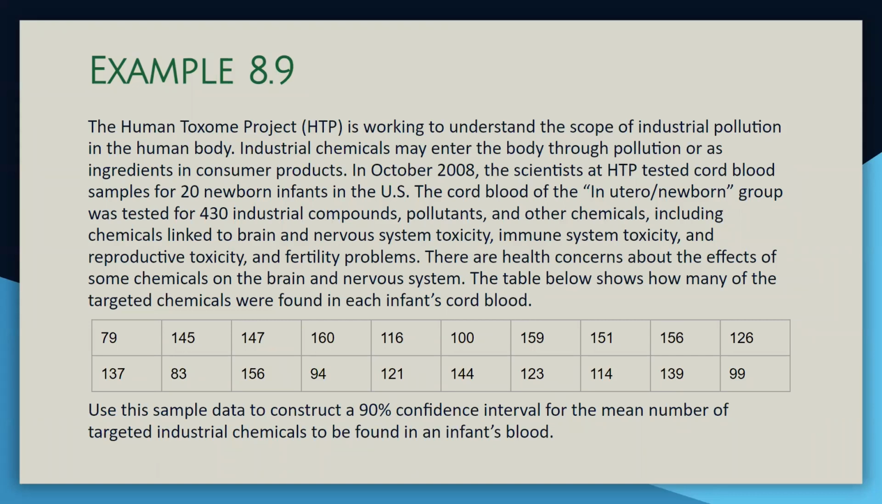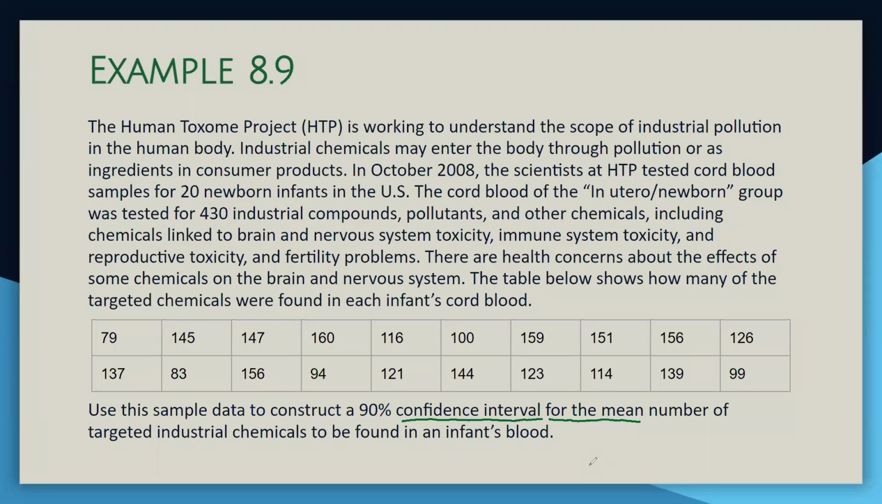The table below shows how many of the targeted chemicals were found in each infant's cord blood. Use this sample data to construct a 90% confidence interval for the mean number of targeted industrial chemicals to be found in an infant's blood. So, confidence interval. First thing I see is that it's for the mean. So I know that it is a t interval or a z interval. To sort out which it is, I look at what I'm given.